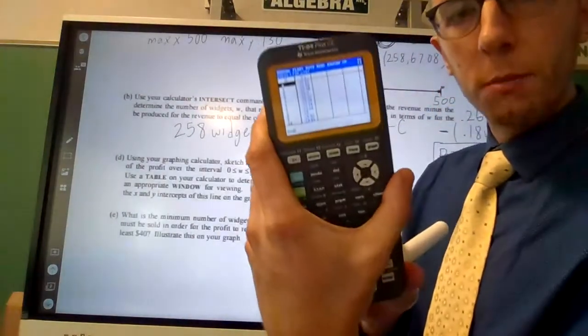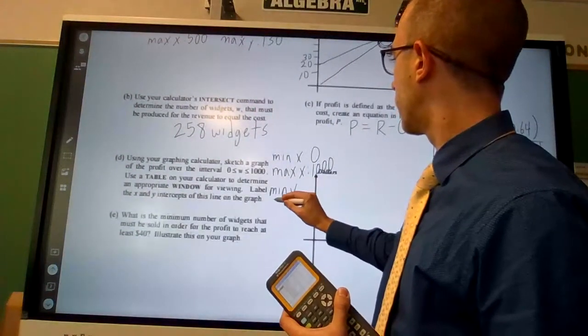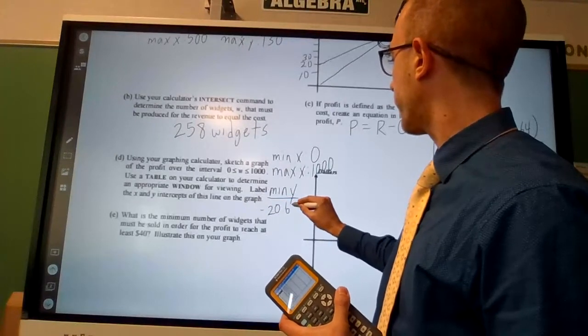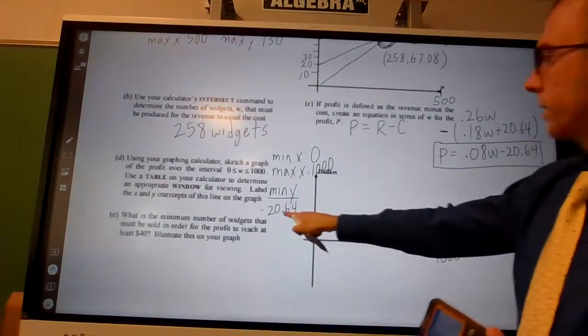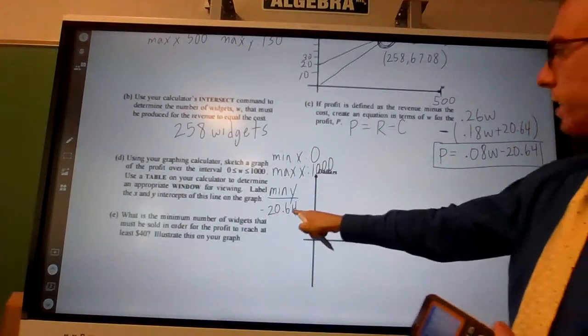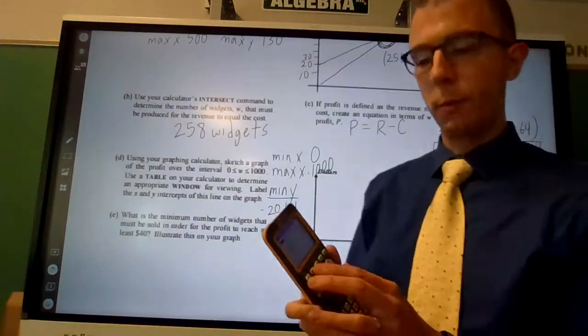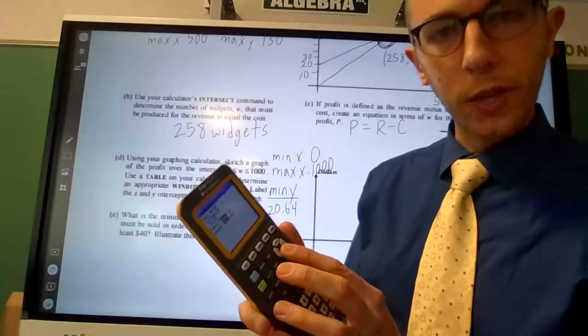And that gives me a minimum y value of negative 20.64. Okay, so our y-intercept matches that. So when x is 0, this is our y value. Then we go back, second window, to look at that table setup again.